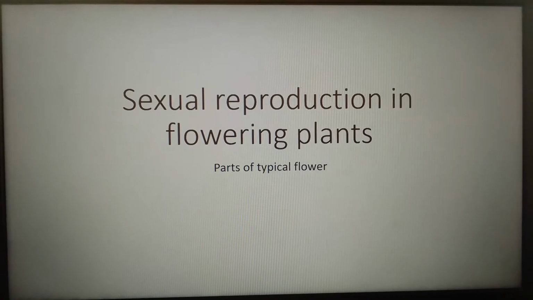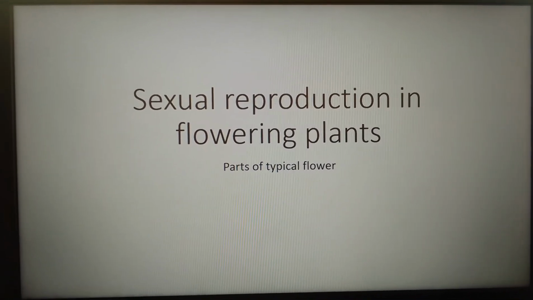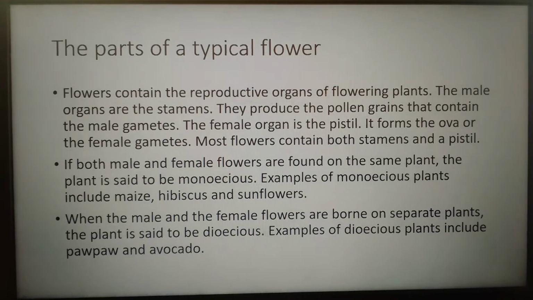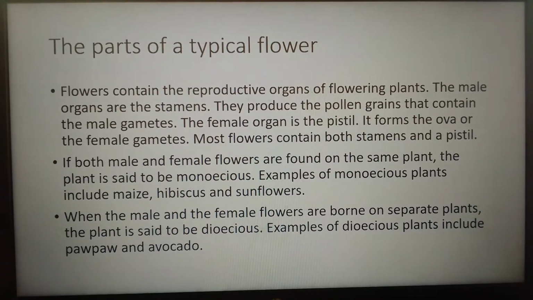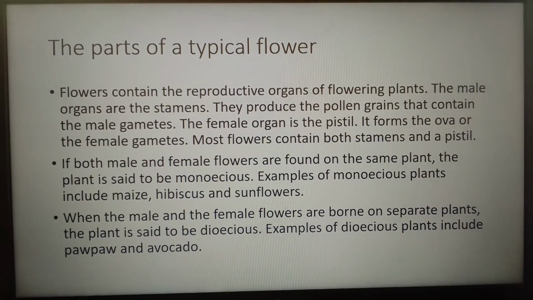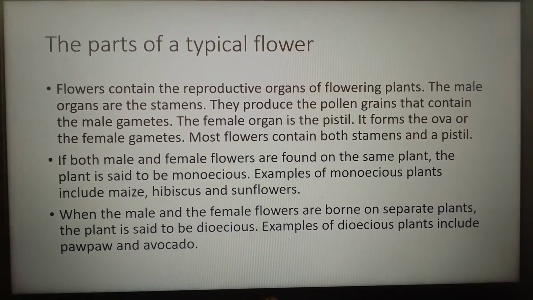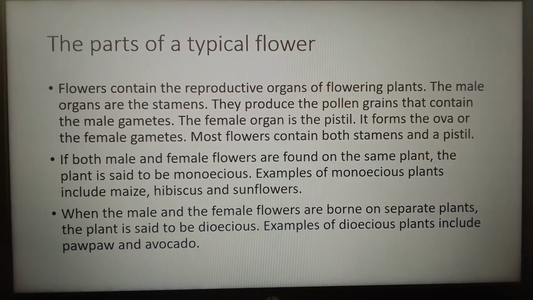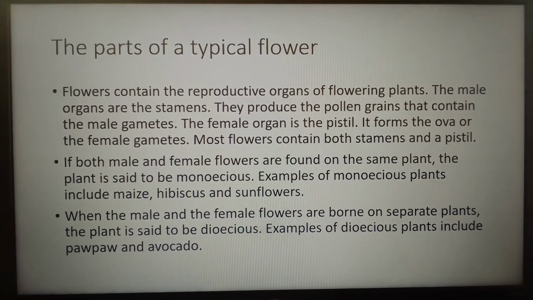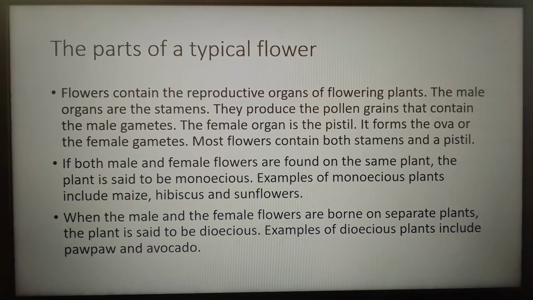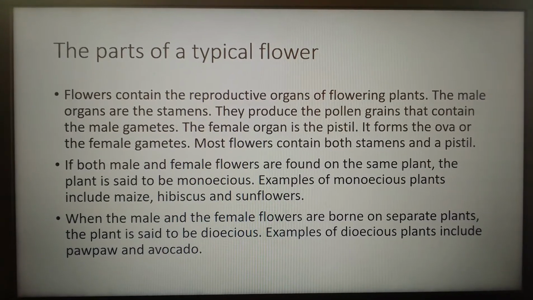Today's lesson we want to discuss sexual reproduction in flowering plants. Flowering plants or organisms are the most dominant plants on land for over 100 million years. This is mainly the result of their ability to reproduce sexually. Their reproductive structures are their flowers. So today we want to discuss the typical parts of a flower.